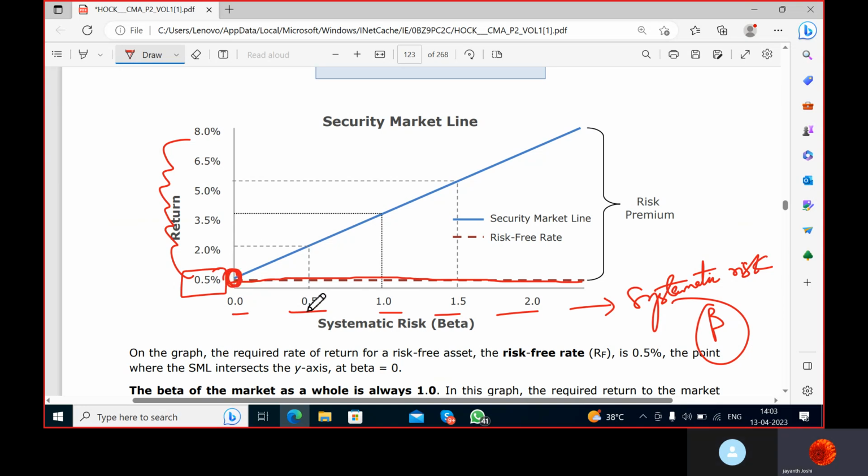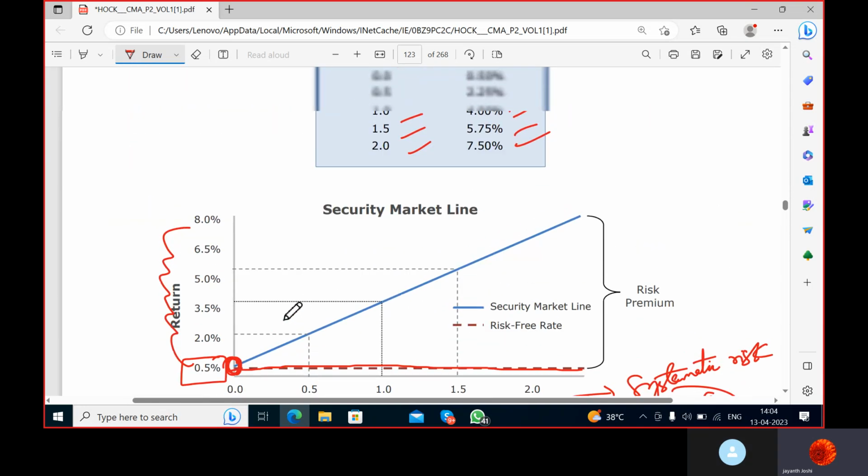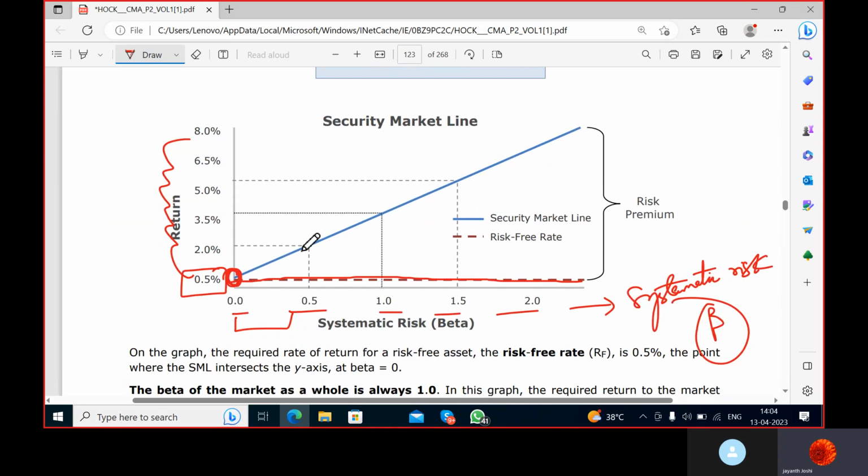Now, what happens is, as the risk is going on increasing, as the beta has gone from 0 to 0.5, your return has gone from 0.5 to 2.25. And as the risk increases from here, the return is this. So you can see that as the risk is increasing, the returns are increasing. And the difference from the risk-free rate, which is this, and this is market risk. All of these are market risk, called systematic risk.